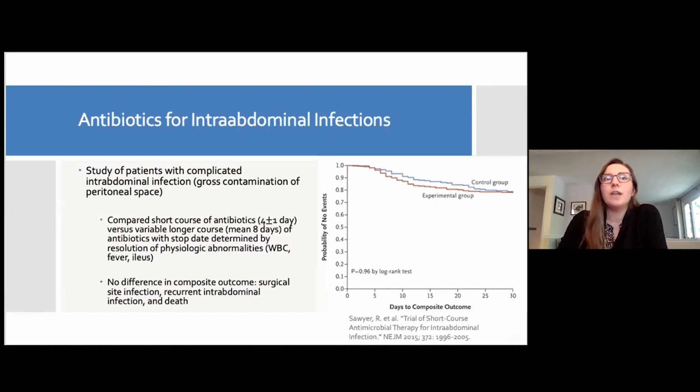Antibiotics and their use in intra-abdominal infections. In a study that was done in 2015 and published in the New England Journal, they looked at patients with complicated intra-abdominal infections. This means gross contamination of the peritoneal space, just like our patient. They compared a short course of antibiotics that was defined as either 4 plus or minus 1 day versus a variable long course of antibiotics where the stop date was determined by resolution of physiologic abnormalities, including leukocytosis, fever, and ileus. And they showed that there was no difference in the composite outcome, which was a combination of surgical site infection, recurrent intra-abdominal infection, and death.